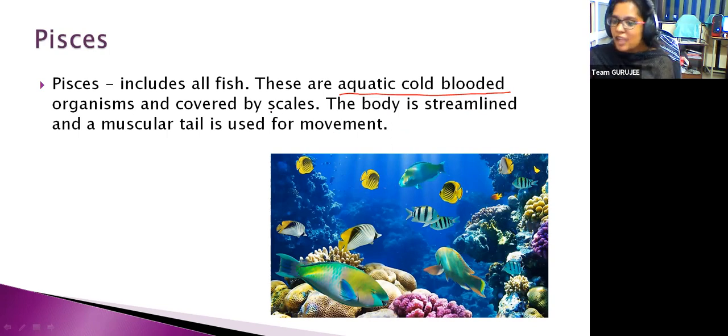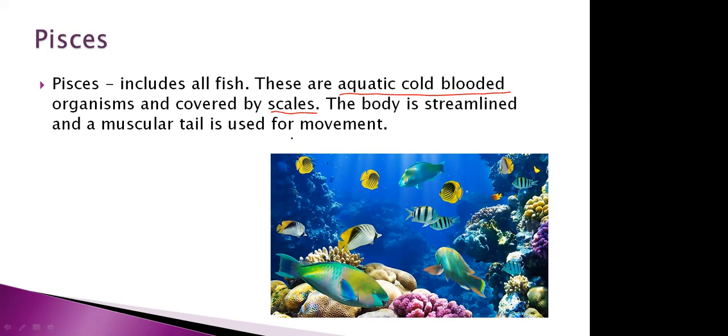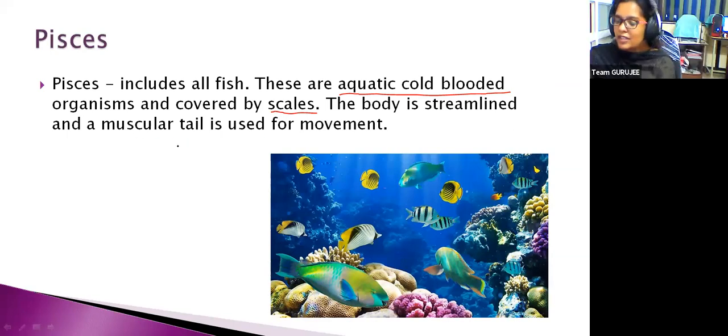The body is covered by scales. You have seen, right? The body of the fish is covered by scales. Then the muscular tail is for movement. Have you seen the swimming of the fish? It moves with the help of its tail. The tail is made up of muscle. So, muscular tail.